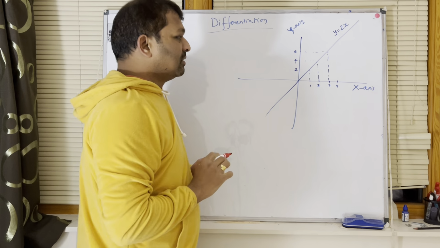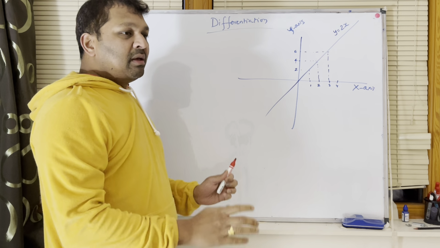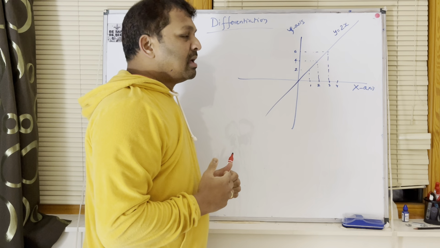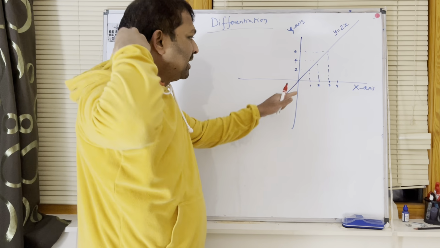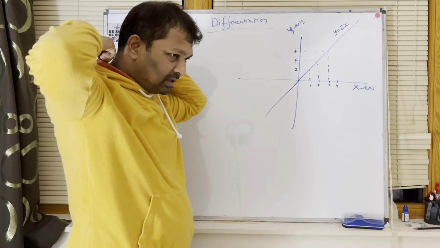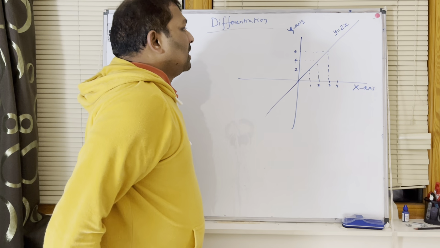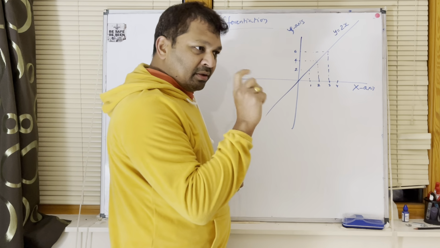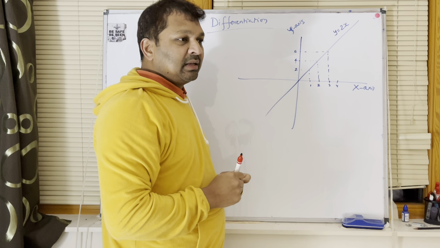So I have one question. When we move along the x-axis, it's called a run. And when we move along the y-axis, it's called a rise, because the x-axis is horizontal and the y-axis is vertical. So for every 1 unit run in the x-axis, how much is it rising in the y-axis?